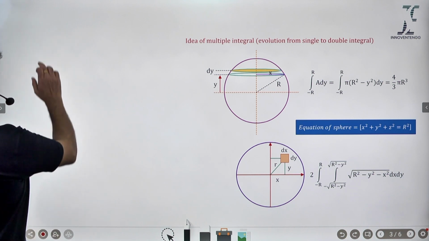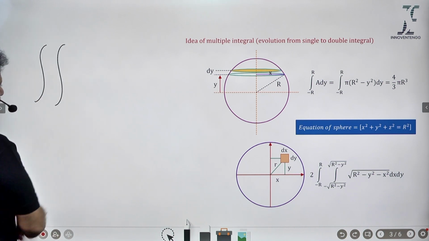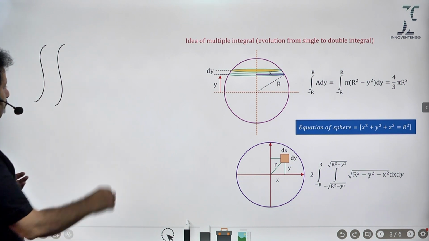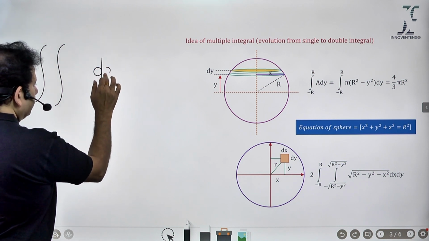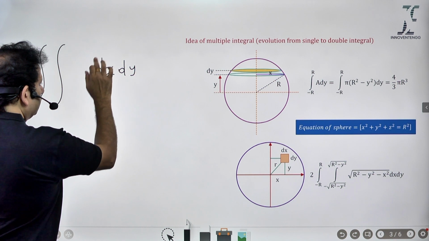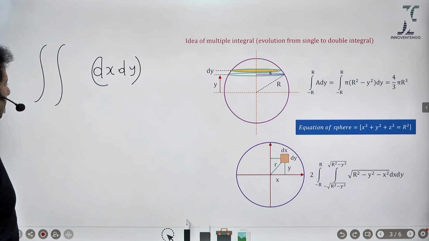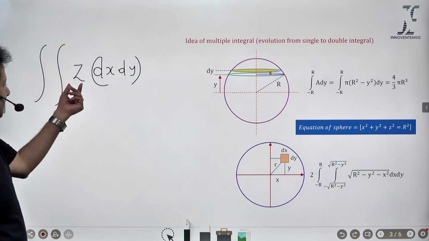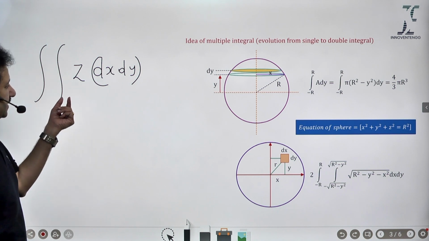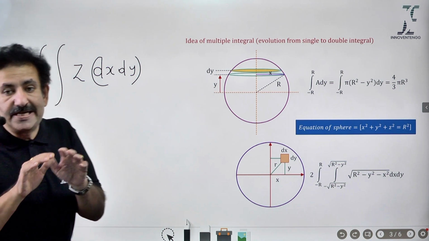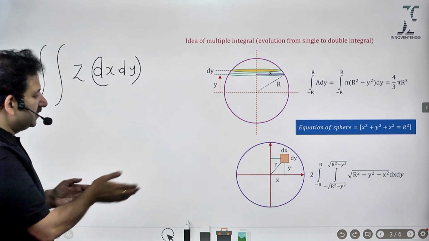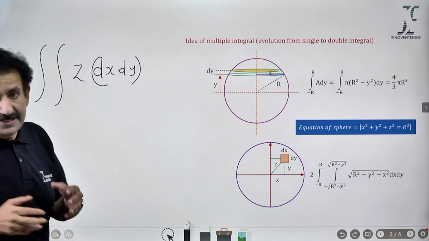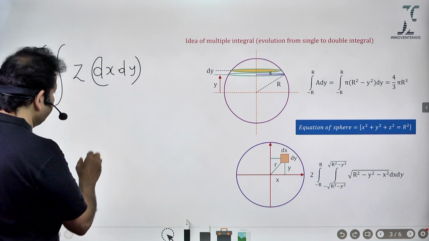Now, in order to formulate the double integral, the first thing is I will have to consider the elemental area dx dy. The second thing I told you is that I have to have z, which is derived from the relationship of the surface, because I am interested in the volume that is enveloped by a particular surface. Here the volume is being enveloped by the spherical surface, so my z must be derived from the equation of the sphere. What is the equation of the sphere?